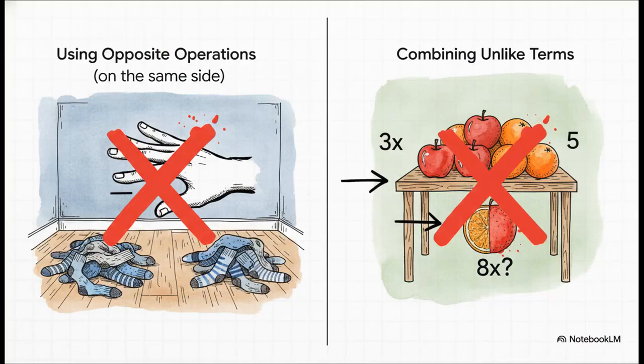So there are two major pitfalls here. The first, and honestly the biggest, is using the wrong tool for the job, using opposite operations for terms that are on the same side. The other is trying to combine apples and oranges. You just can't add 3x and 5 to get 8x because one has a variable and the other one doesn't.